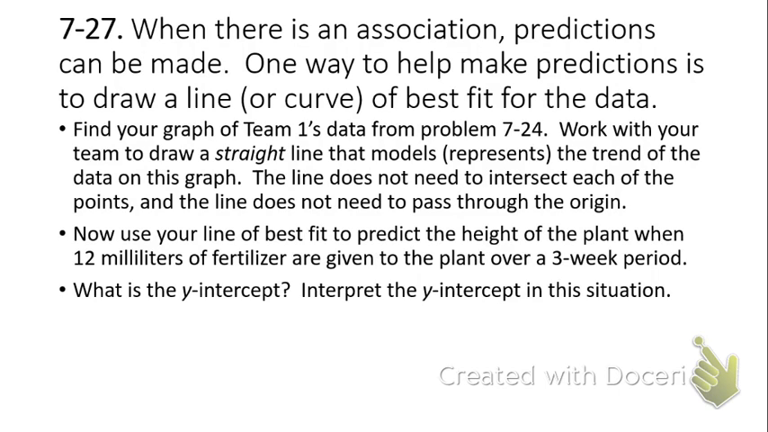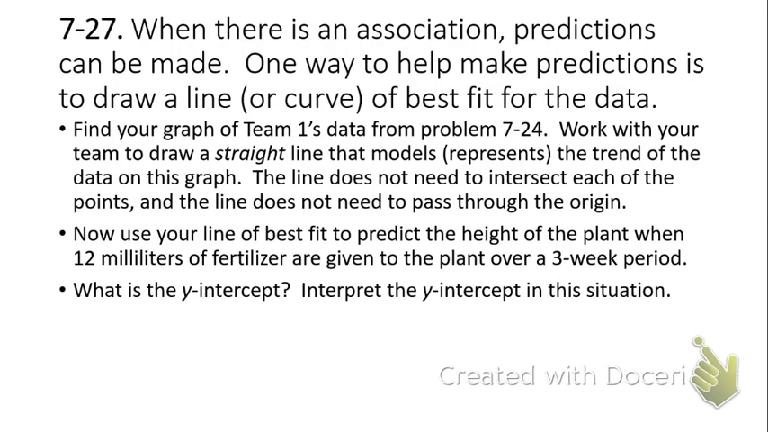Work with your team to draw a straight line that represents the trend of the data on this graph. This line does not need to intersect each of the points. That's important. You don't have to go through all of the dots. And the line does not need to pass through the origin. It doesn't have to start at 0, 0. Okay, what you're trying to do is draw a line that looks like it's following the pattern of the dots. So on that paper right now, draw your line. It should be a straight line, no curving.